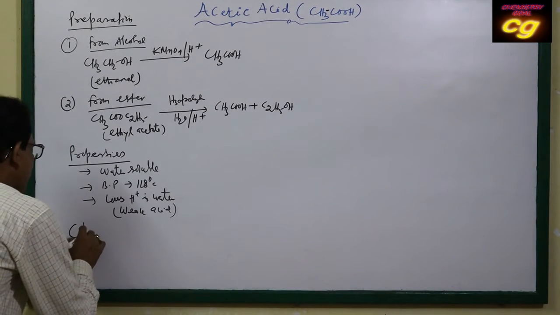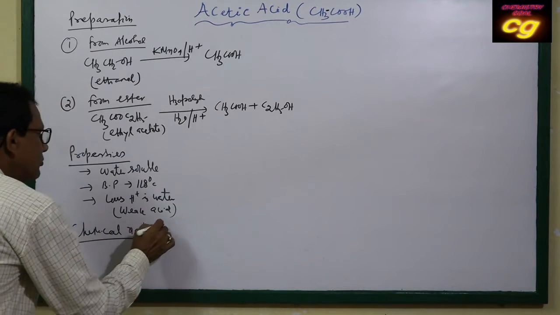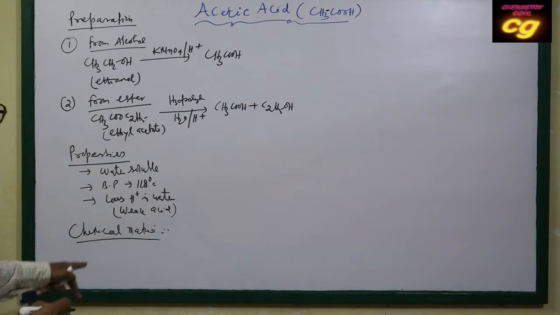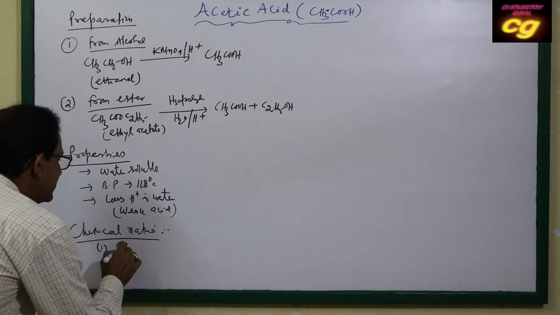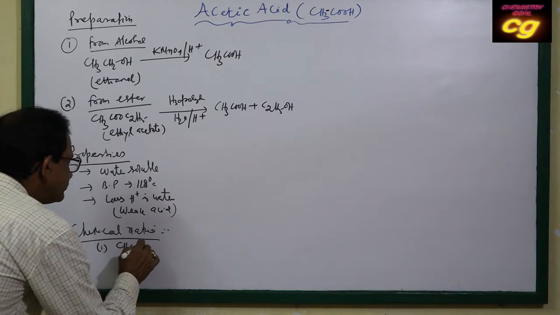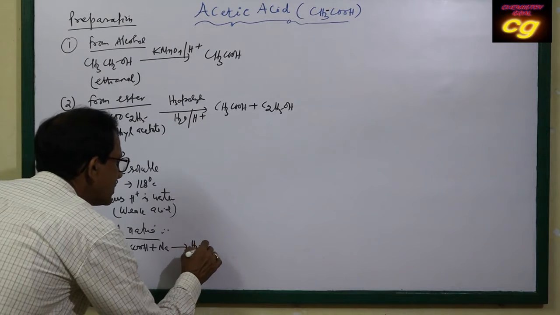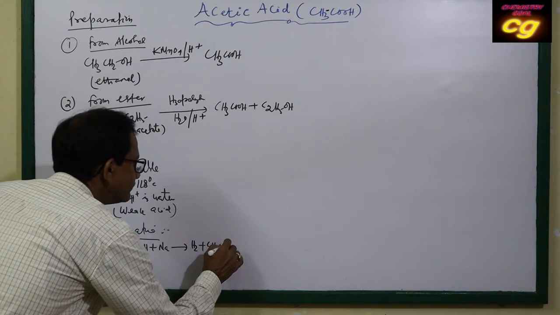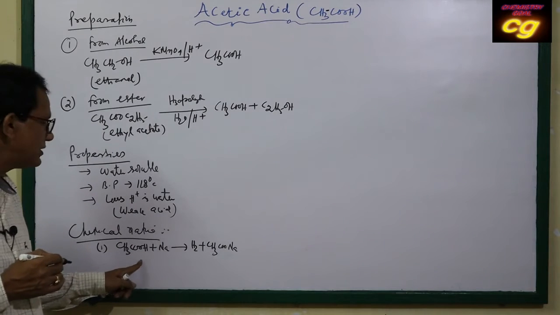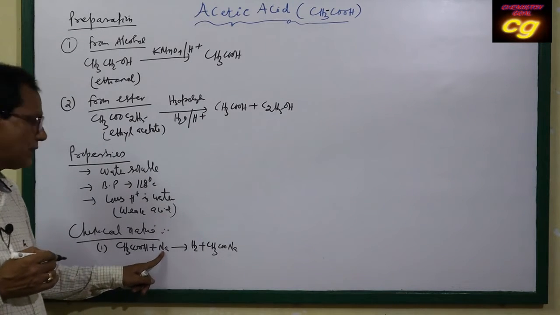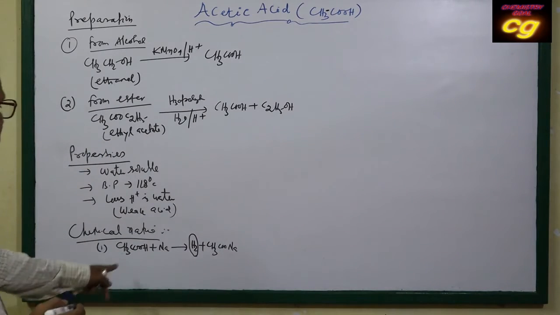Then what are the chemical properties? If we discuss the chemical nature of acetic acid, first, it reacts with metal forming hydrogen gas and salt. Acetic acid reacts with sodium metal. As it is acidic in character, it reacts with reactive metal forming hydrogen gas. This is a very important property of acetic acid.